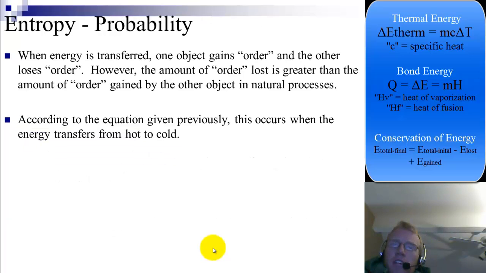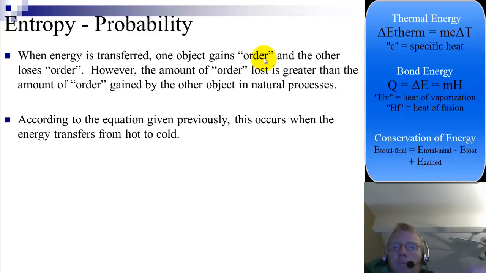Okay, the way that you can figure this out is by using probability. So when one object gains energy, it's going to lose order, and when the other object loses energy, it's going to gain order. However, the amount of order gained by the one that got more ordered is not as much as the amount of order lost, or disorder gained, by the other one. So, entropy has to do with probability. The more probable something is, the more likely it is to happen. And when you add energy to something, the energy goes up, the randomness of the particles goes up, and therefore the entropy goes up. So when energy is transferred from one object to another object, entropy is also transferred.